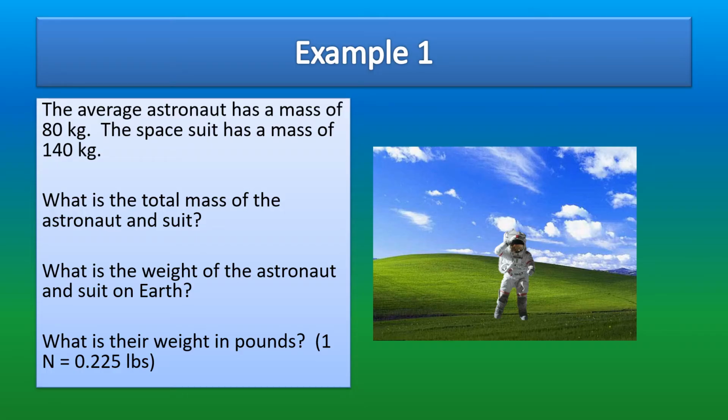So let's do an example. It says the average astronaut has a mass of 80 kilograms. The spacesuit has a mass of 140 kilograms. What is the total mass of the astronaut and the suit? What is the weight of the astronaut and suit on Earth? And what is their weight in pounds? And oh, look at that conversion factor. 1 Newton is equal to 0.225 pounds.